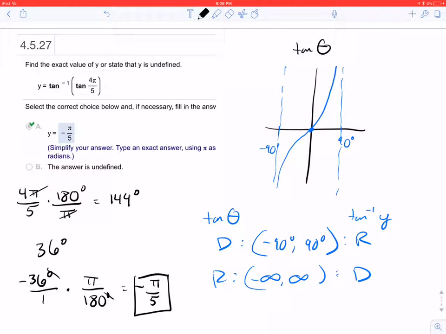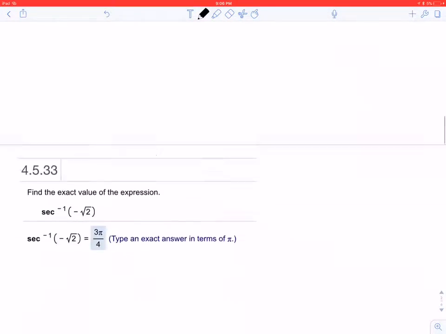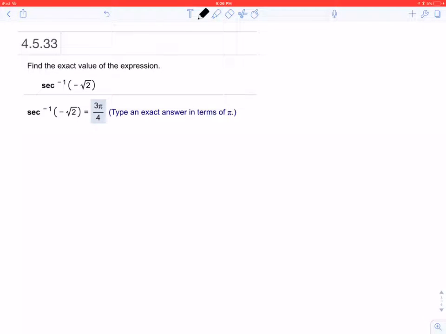Okay. Let's try another one. In section 4.5, question number 33, it says find the exact value of this expression. It's probably a good idea to go ahead and identify the domain or range of this. For this one, because it's the reciprocal of cosine, I'll start with cosine of theta. Whenever I do the reciprocal functions, I start with cosine of theta.